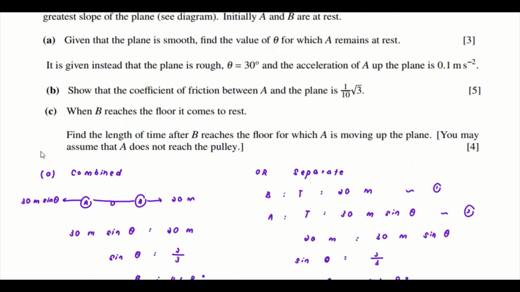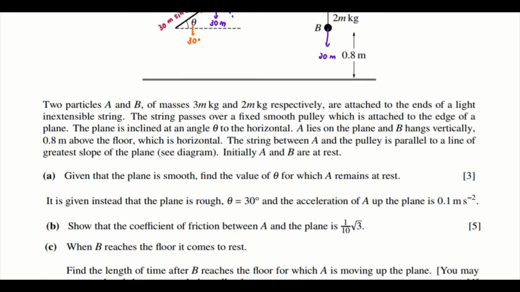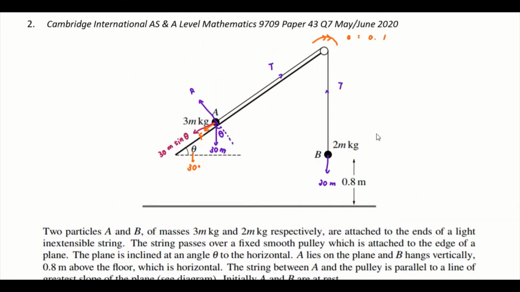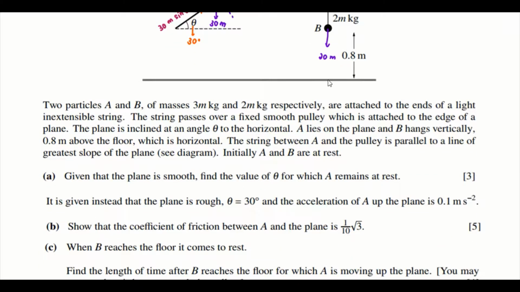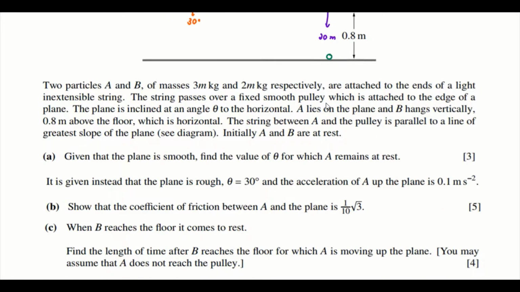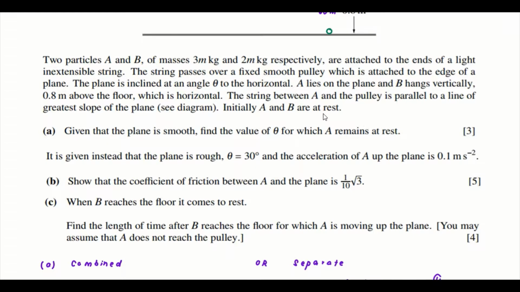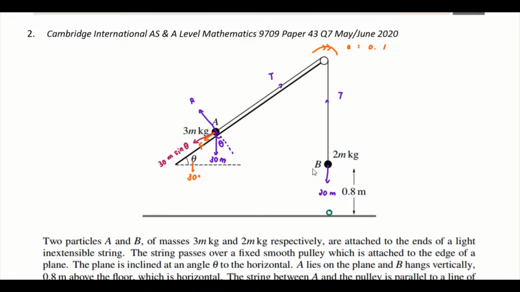Okay, now let's move on to C. When B reaches the floor, it comes to rest. Okay, so now the system is moving in this direction, so B will just continue to move until it reaches the floor here, and it comes to rest. Then find the length of time after B reaches the floor for which A is moving up the plane. You may assume that A doesn't reach the pulley yet. So the idea is that you can imagine B actually moving down until this point, right?